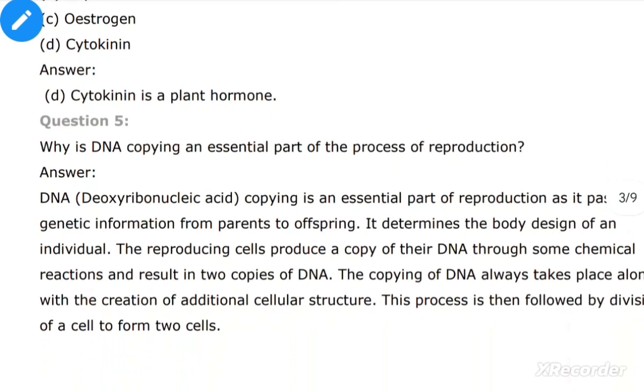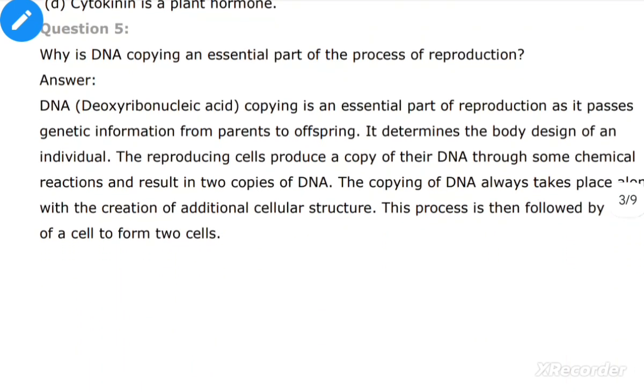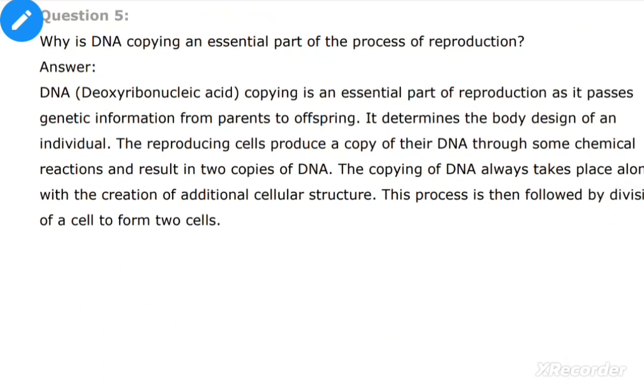Question number 5. Why is DNA copying an essential part of the process of reproduction? Answer. DNA, deoxyribonucleic acid, copying is an essential part of reproduction as it passes genetic information from parent to offspring. It determines the body design of an individual.